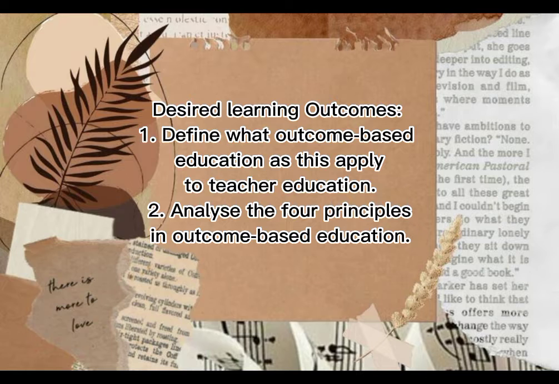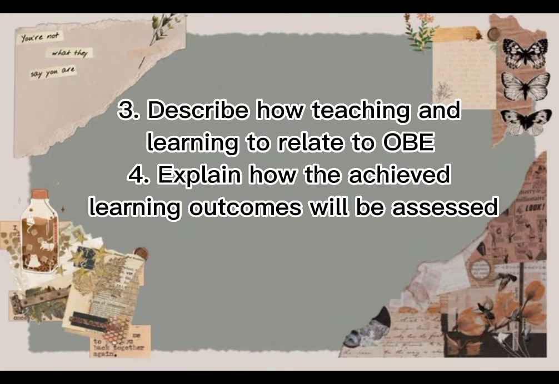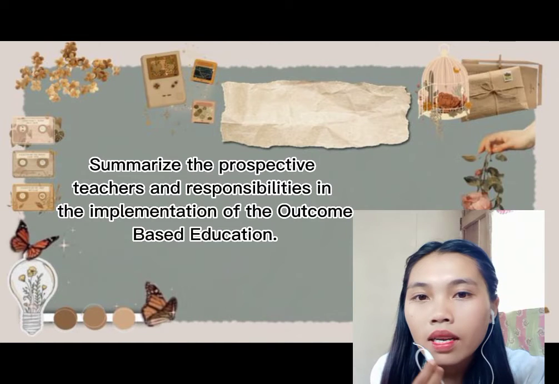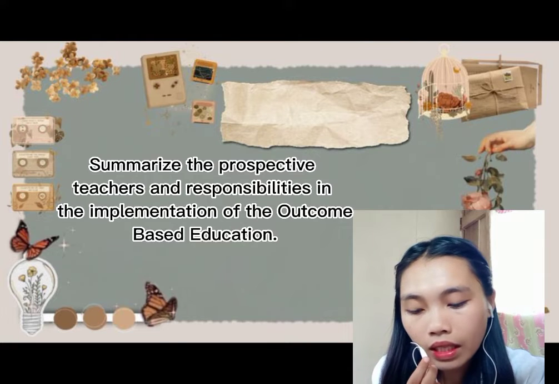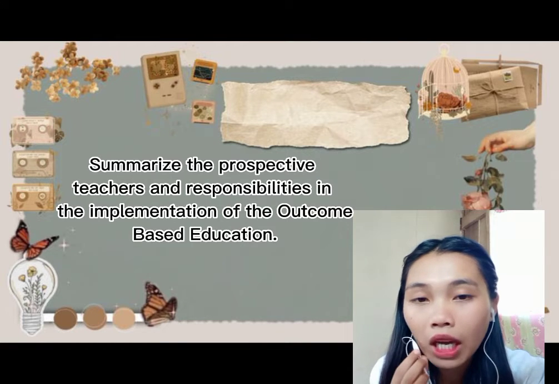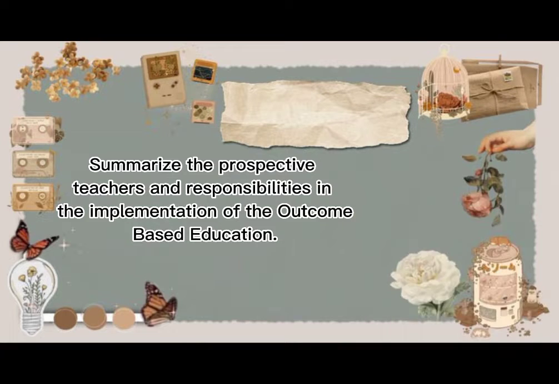We proceed to the learning outcomes. First, define outcome-based education as it applies to teacher education. Second, analyze the four principles in outcome-based education. Next, describe how teaching and learning relate to OBE. And the last is to explain how the achieved learning outcomes will be assessed. Finally, summarize the perspectives, teachers, and responsibilities in the implementation of the outcome-based education curriculum.